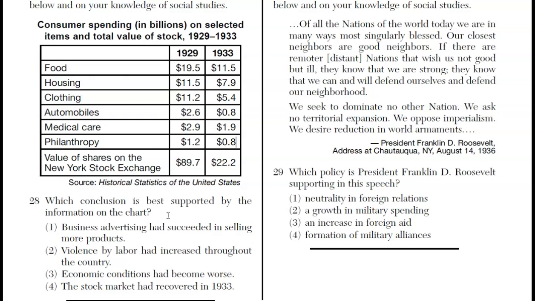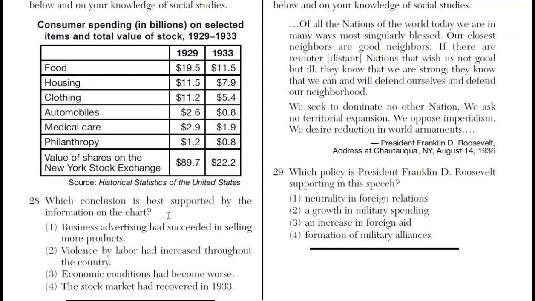Okay. Business advertising had succeeded in selling more products. There is no reference on this chart to advertising. And what you see is fewer products, or at least less money being spent on products. So that can't possibly be the case here. Violence by labor had increased throughout the country. Once again, there's no reference on this chart to unions at all. And what they're talking about with labor there is labor unions. So the issue of violent strikes, that sort of thing, there's not a single piece of information on here about it. The stock market had recovered in 1933. Well, that's pretty easy. No. The value had dropped by 3/4. The stock market would not reach its 1929 values until after World War II.